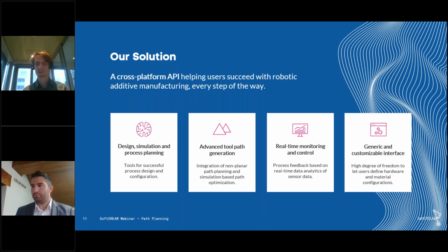One aspect is, of course, very important, which is the real-time monitoring and also process feedback. So we have functionality for that. And the idea is to make this available through a very generic and customizable interface so that you can use it with different robots, different materials even, in different settings and different numbers of robots as well.